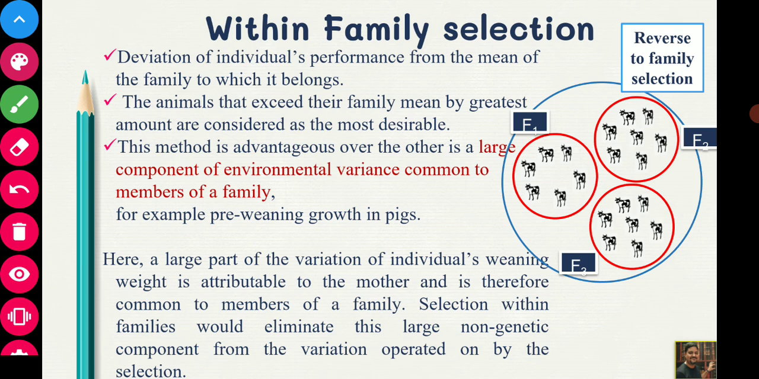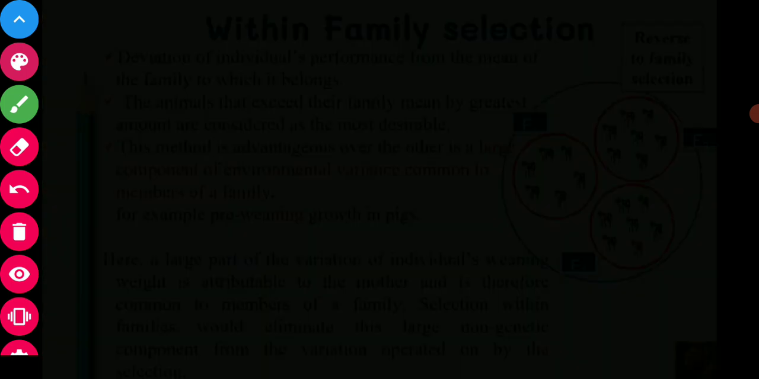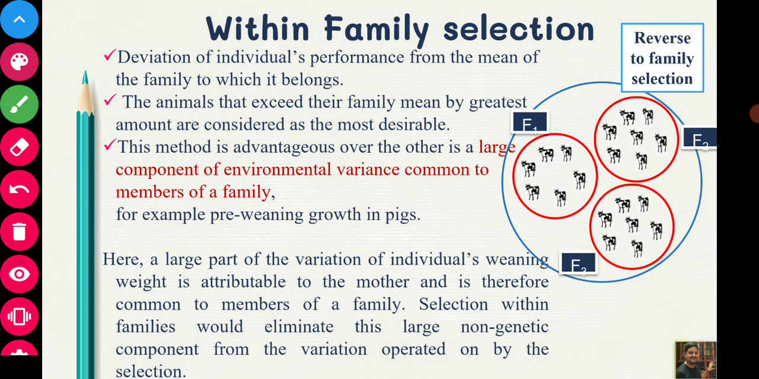Now, similar to the sib selection, the last one is within family selection. So you have to remember family selection, sib selection, and within family selection. These all three are related, but there are significant differences between them. Many times in examinations you will get questions on the differences between these three methods, and if the differences are not clear, it will be very difficult to answer.